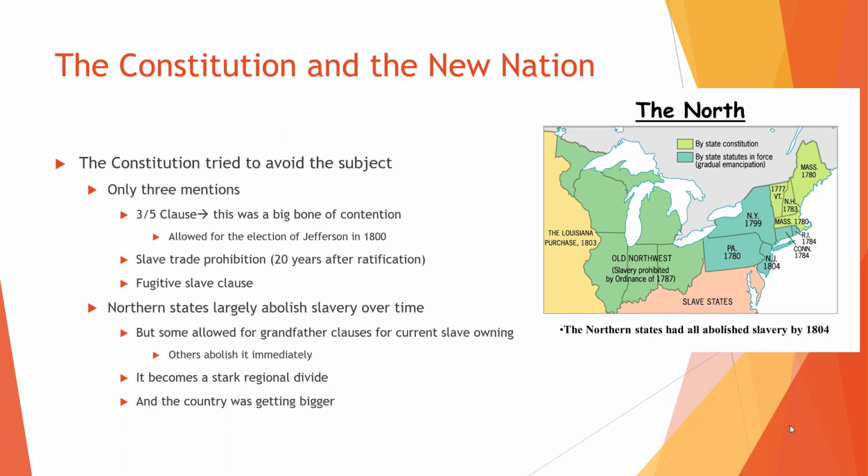No slavery. Now, if you look there where you see Maine, you're probably thinking, well, why does it say Massachusetts? Well, Maine was part of Massachusetts until the Missouri Compromise. So, some allowed for the grandfather clause there, others abolished immediately. But what you see is a stark regional divide, and the country was going to get bigger. So remember, in the Treaty of Paris in 1783, Ben Franklin kind of outsmarted a lot of people, and France thought they were going to get some of their territory back. Well, territory west of the Appalachian Mountains became part of the new United States.